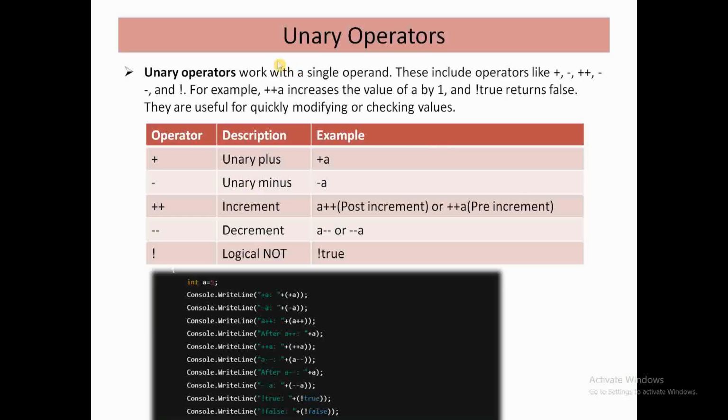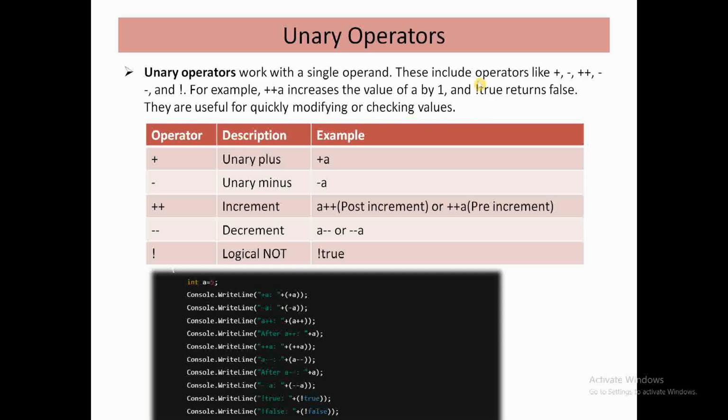Next one is unary operators. Unary operators work with a single operand. These include operators like plus, minus, plus plus, minus minus, and not. For example, plus plus a increases the value of a by 1, and not true returns false. It reverses the condition, as I already told you about logical not. They are useful for quickly modifying or checking values.